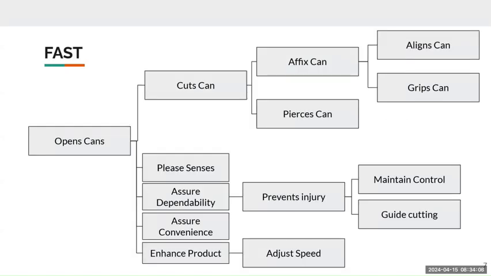So now we have our FAST diagram. Right away, the important function is that it can open cans, and then for functionality, it has to cut the can, so it needs to both pierce the can and affix the can, things like that. And of course we have more intangible requirements for our can opener, like pleasing the senses, assuring dependability, convenience, and enhancing the product.